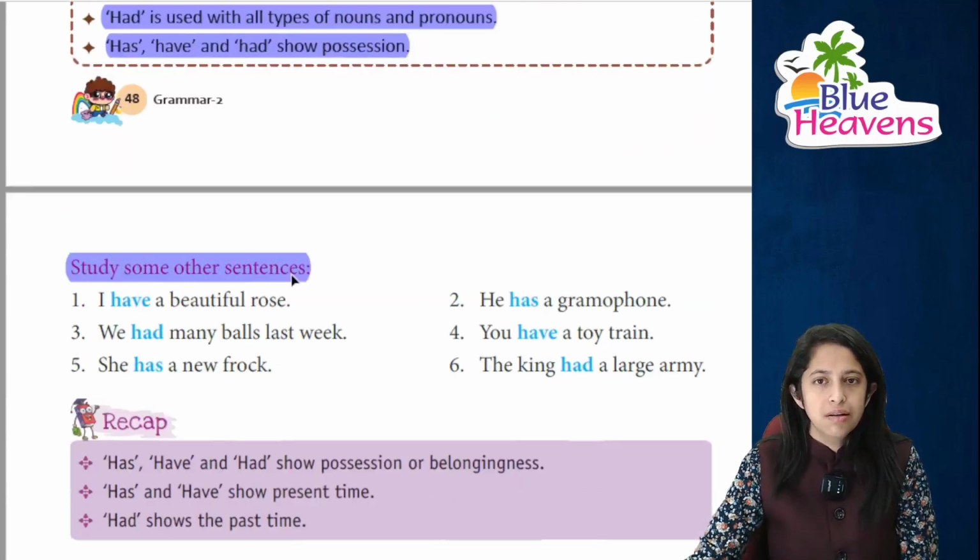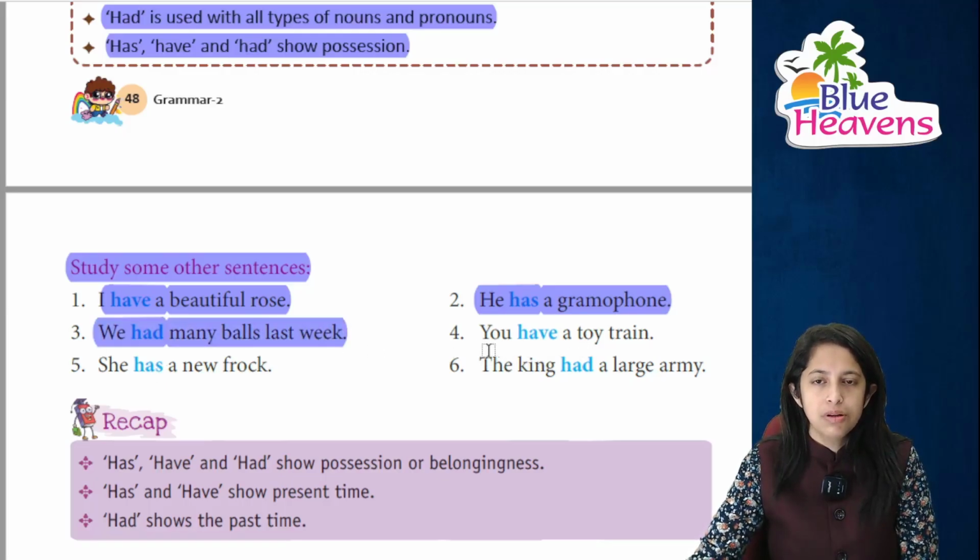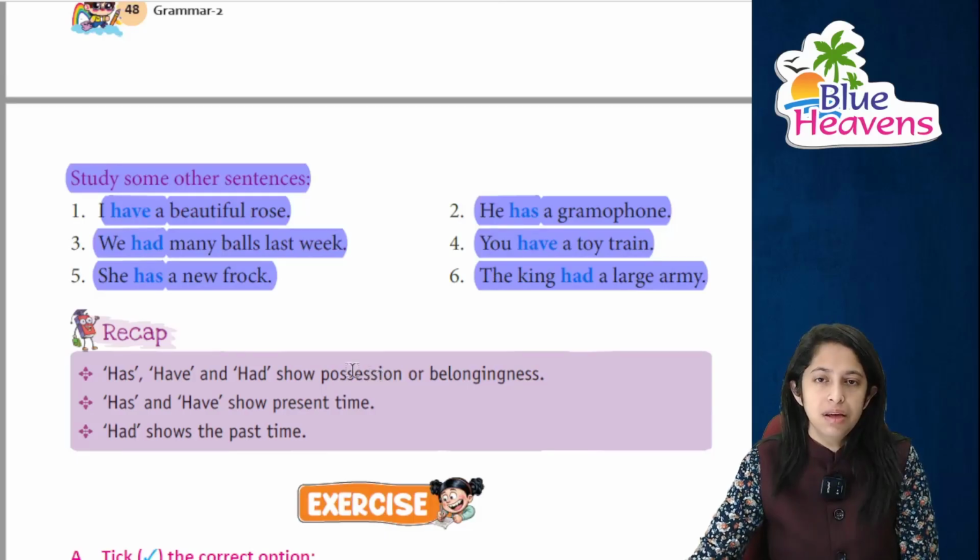Now you have to study some other sentences. I have a beautiful rose. मेरे पास एक बहुत beautiful rose है. He has a gramophone. उसके पास एक gramophone है. We had many balls last week. हम लोग के पास बहुत सारी balls थी last week, तो had आ गया. You have a toy train. आपके पास क्या है, toy train है. She has a new frock. उसके पास एक नई फ्रॉक है. And the king had a large army. और king के पास एक बड़ी सी army.